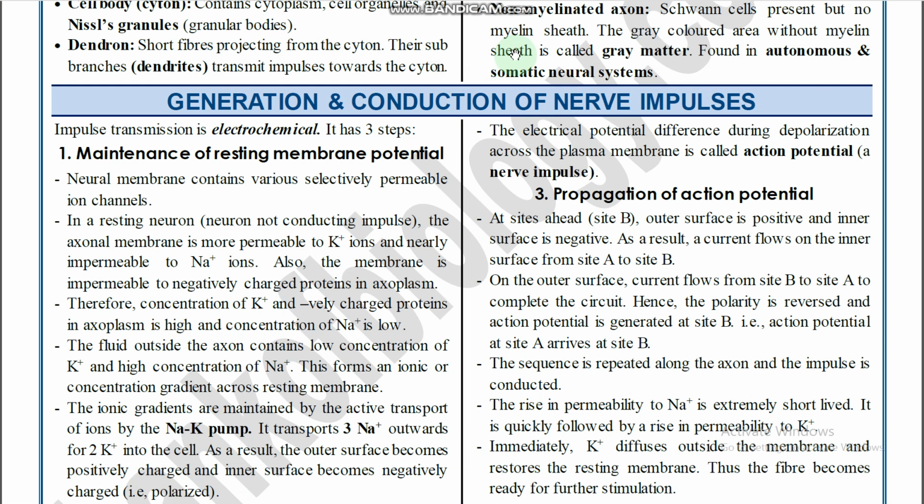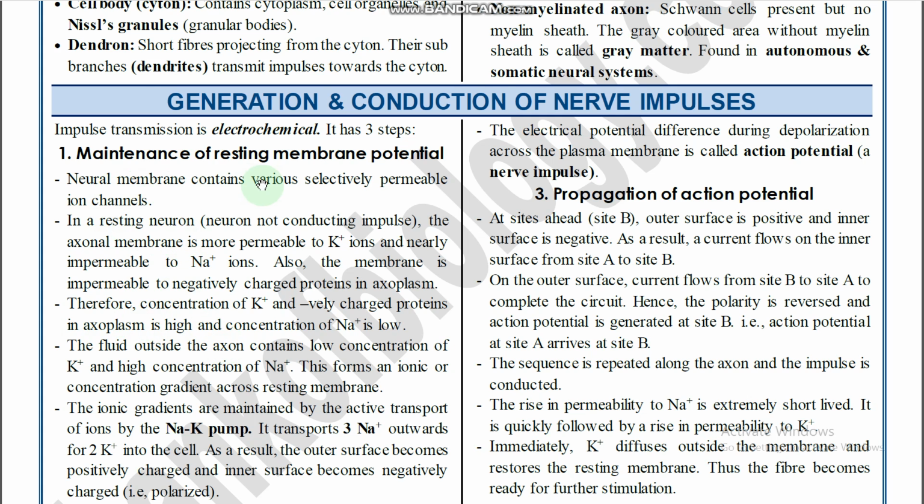So what is resting membrane potential? Here the neuron does not receive any type of action potential, meaning the neuron is not going to be excited. At that time, some electrical generation takes place. That is called resting membrane potential.